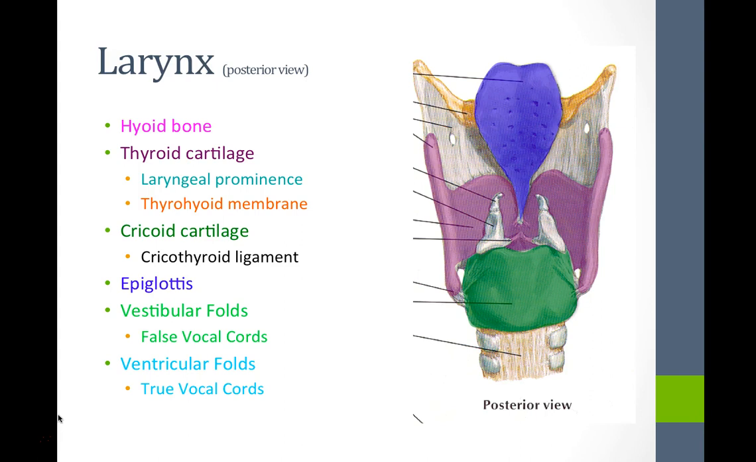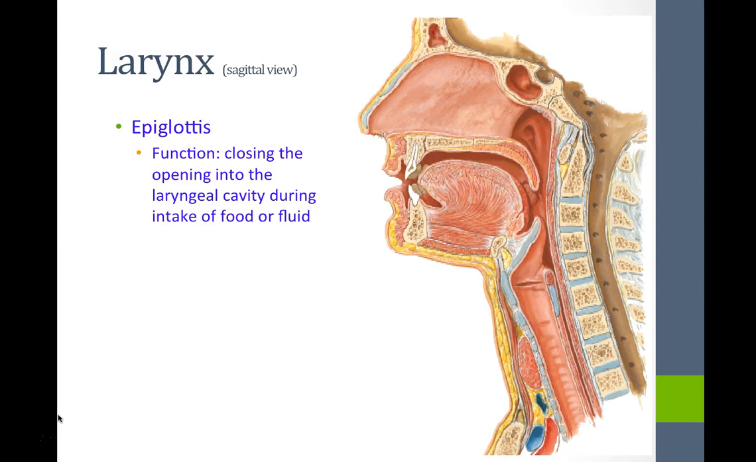And this is a leaf-like piece of elastic cartilage. And what our epiglottis cartilage does is it swings inferiorly to cover up our larynx when we intake food or fluid. So this is a nice sagittal view of our larynx, and you can see where I put this blue line over here is our epiglottis. So this is going to move inferiorly.